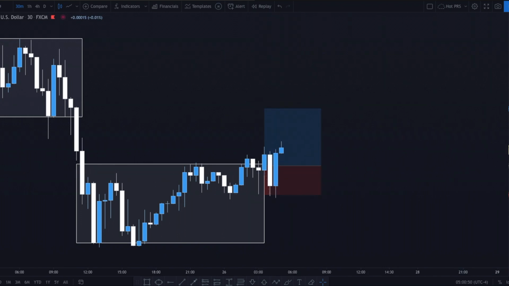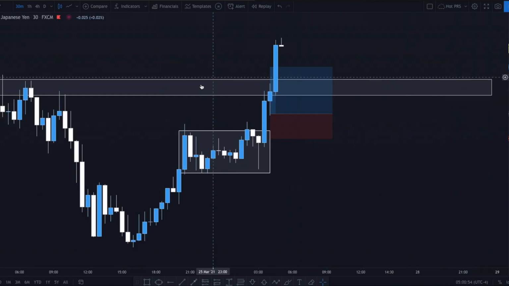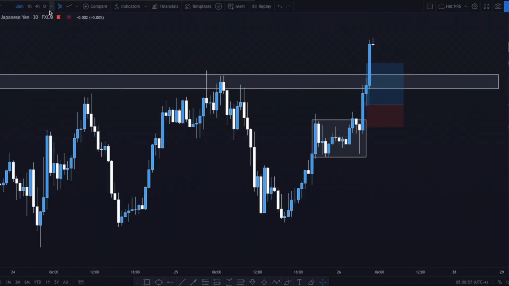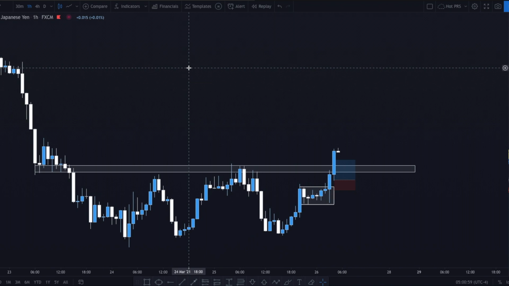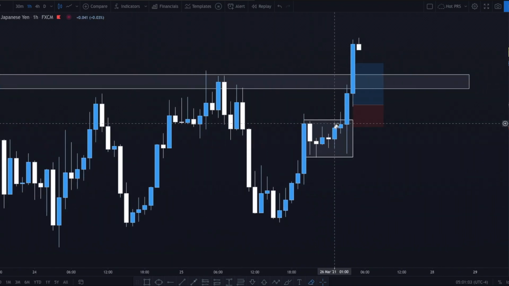I just got kicked out of this trade on USD, but let me explain. Let me give you guys a breakdown on this trade that I took yesterday. So let me clean up this.